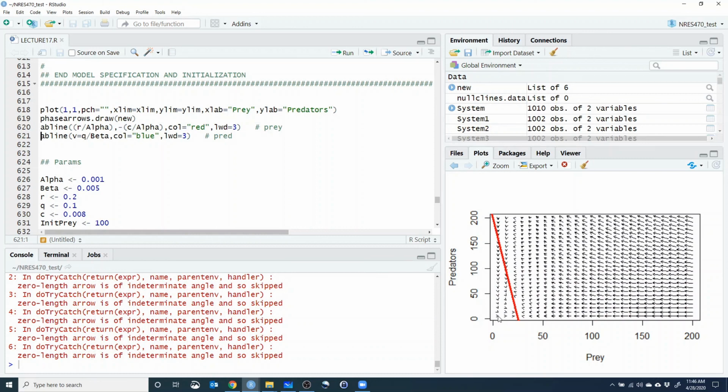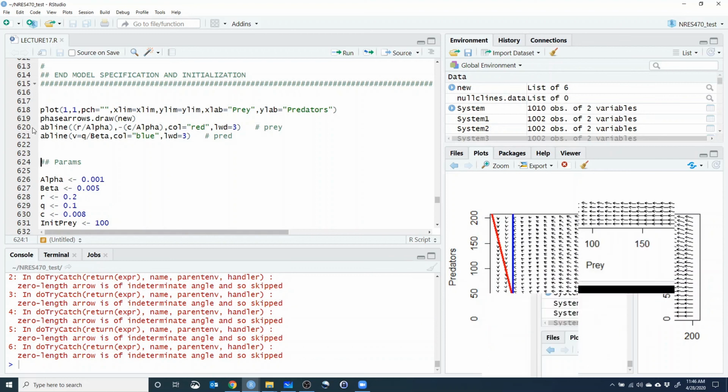Below carrying capacity, the prey population is increasing, with arrows pointing to the right. And above carrying capacity, at zero predators, the prey population is declining. So it takes 0 predators to control the prey population here. It takes 100 predators to control the prey population here. It takes 150 predators to control the prey population here. So we have an isocline that looks like this.